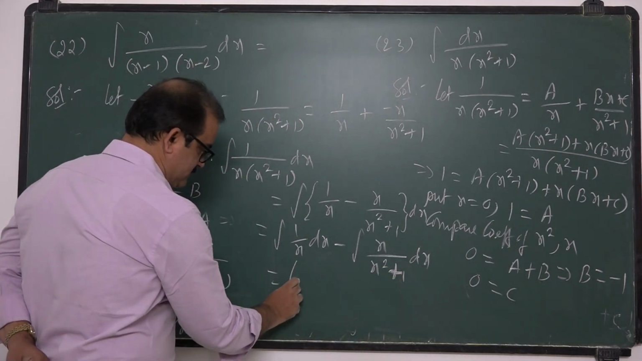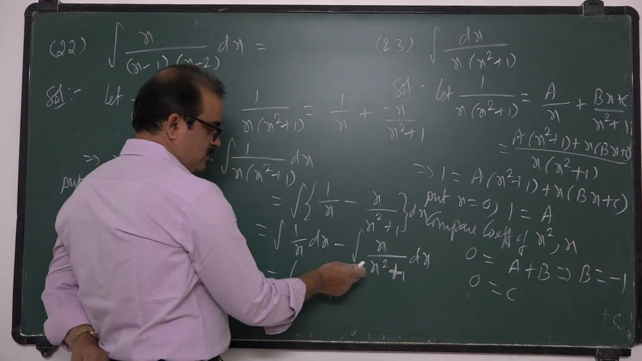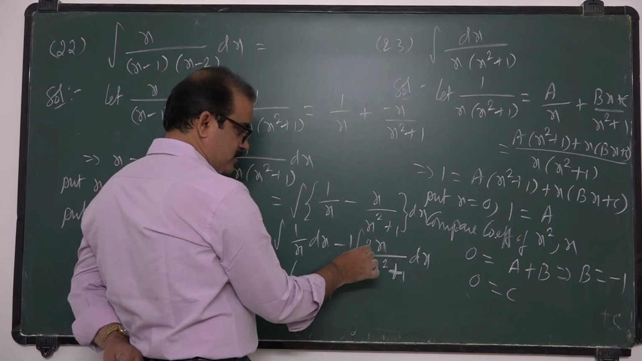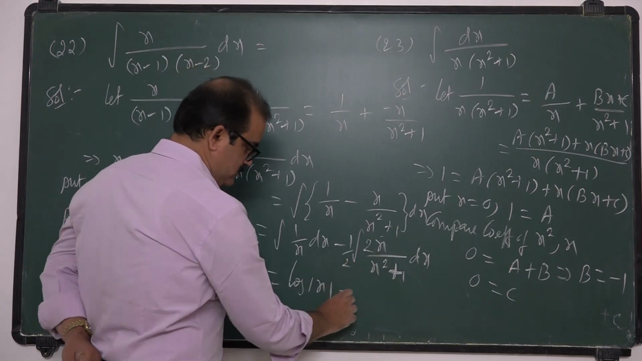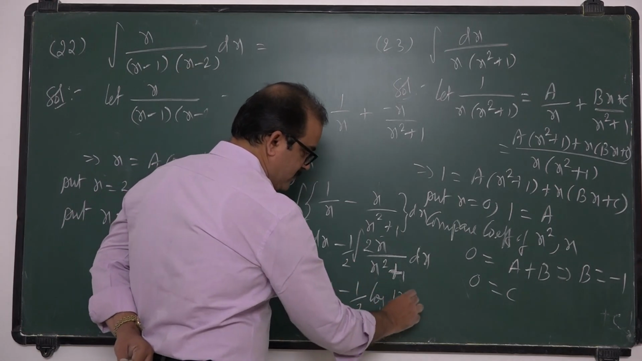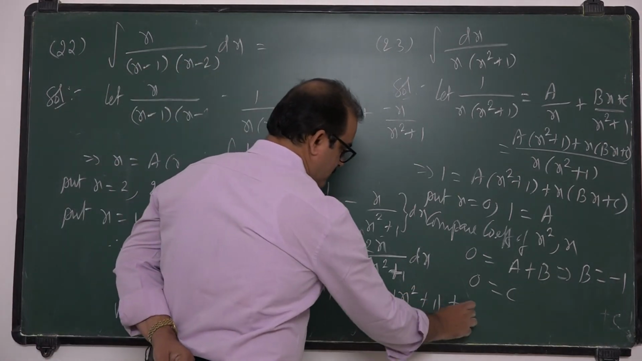Integral 1 by x log mod x. You observe, if you multiply and divide with 2, then numerator becomes derivative of denominator. Then its integration is log of denominator. What is denominator? X square plus 1 plus c.